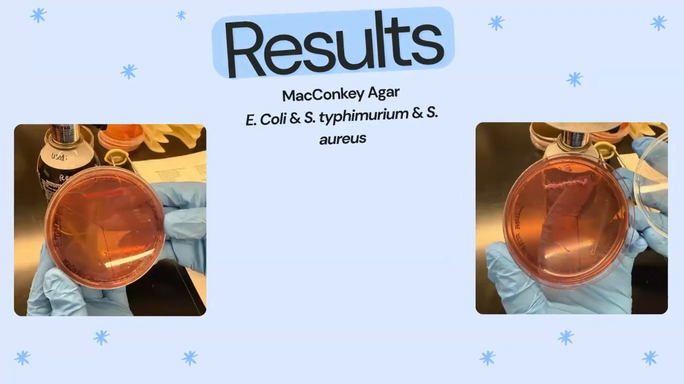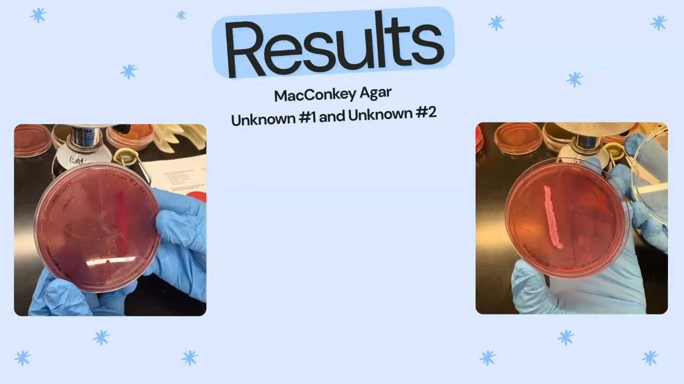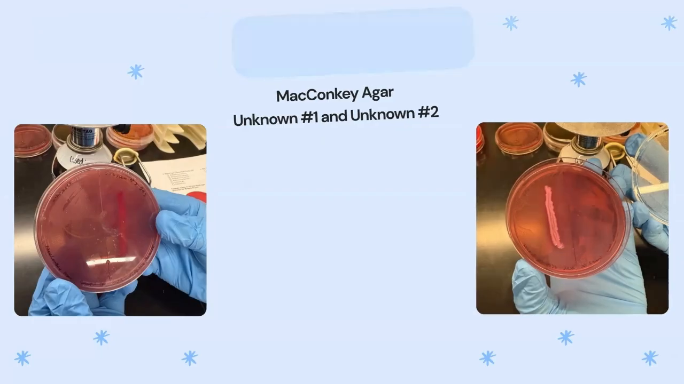For the MacConkey agar, it is selected for gram-negative and differential for lactose fermentation. Our E. coli did grow and appears to be a pink color, which is a lactose fermentation. The S. typhimurium does appear to grow, but is not colored, meaning it is non-lactose fermentation. Unknown number 2 did grow and was pink, meaning it's a lactose fermenter.